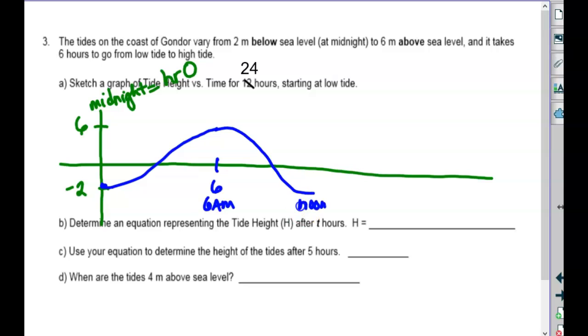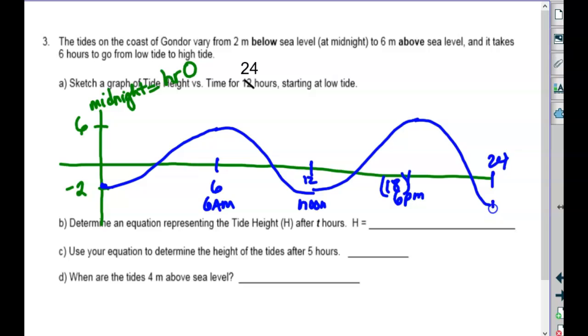Noon, which would be 12. And then back at high at 6 p.m., which would be hour 18 in military time, right? And then it says to graph it out to 24, so hour 24 would be back at midnight the next night. Okay, my graph is clearly perfect.